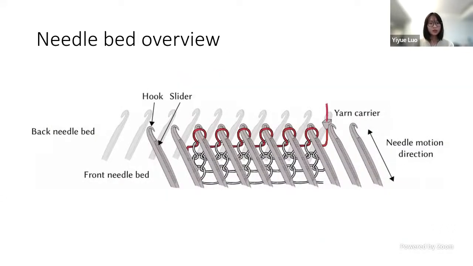Here is a more detailed overview of a V-bed knitting machine. There's a front and back bed of needles, and each needle is composed of a hook, which can catch the yarn and hold the topmost loop in the column, and a slider, which can be actuated to move vertically to assist in holding and transferring the loop. During the knitting process, the yarn carrier feeds the yarn with proper tension and moves along the bed while each needle moves up and down synchronously to perform the operations as we programmed.